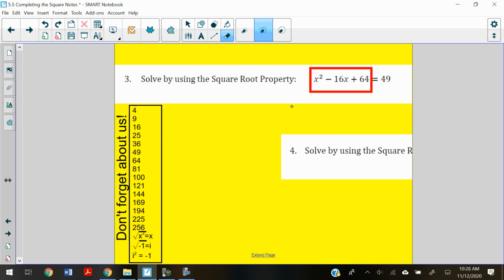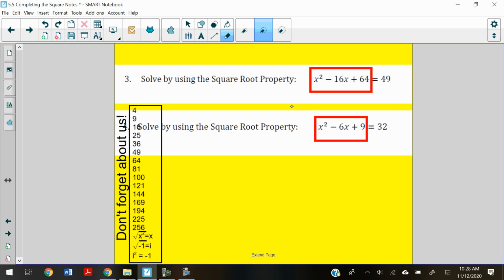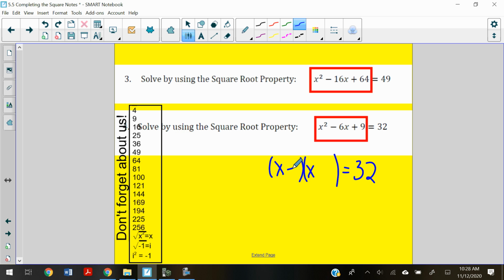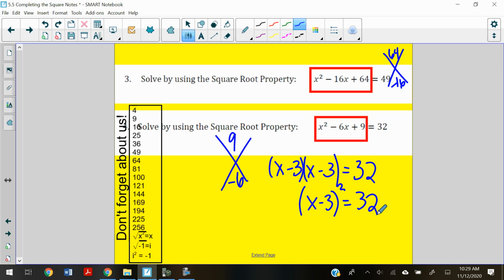All right, we're going to do the same thing here. We are going to factor what's in the red box. What multiplies to a positive 9 and adds to negative 6? That's negative 3 and negative 3. So this is the same thing: we get x minus 3 squared equals 32. I want to get rid of the square, so I'm going to square root on both sides, and I get x minus 3.